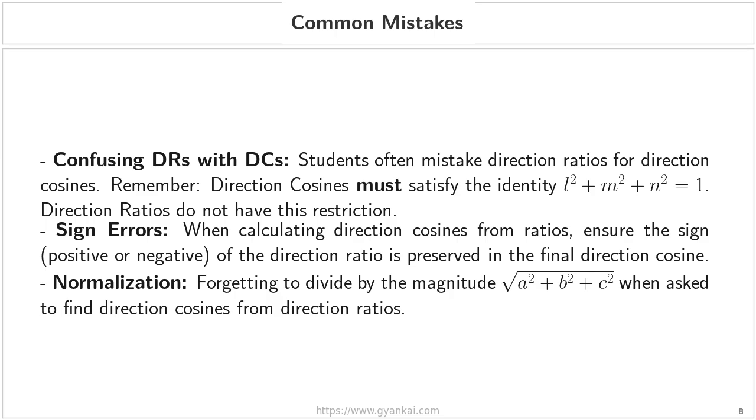Finally, watch out for errors in normalization. A frequent mistake is simply forgetting the final step of the calculation. You must divide each individual ratio by the magnitude, which is the square root of a squared plus b squared plus c squared. Without this division, you haven't actually found the direction cosines, you've only found a set of proportional values.